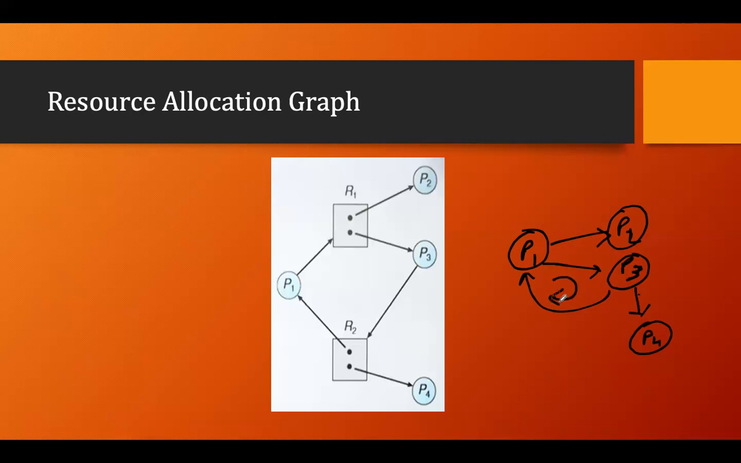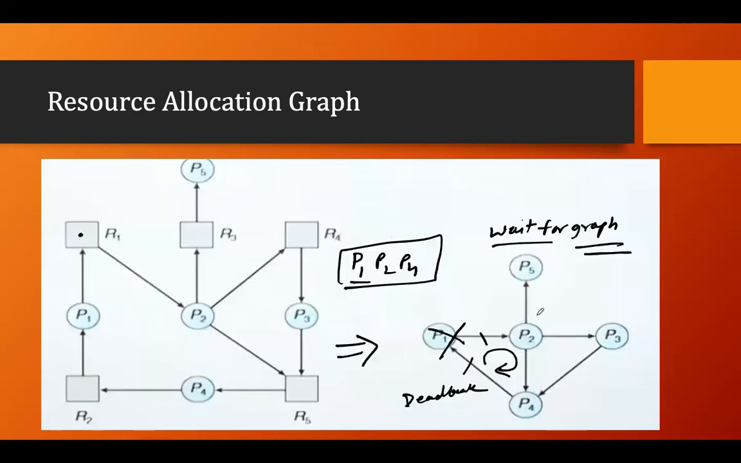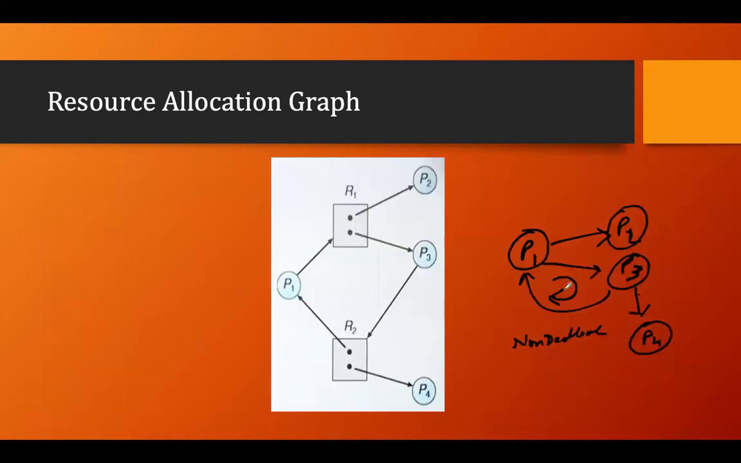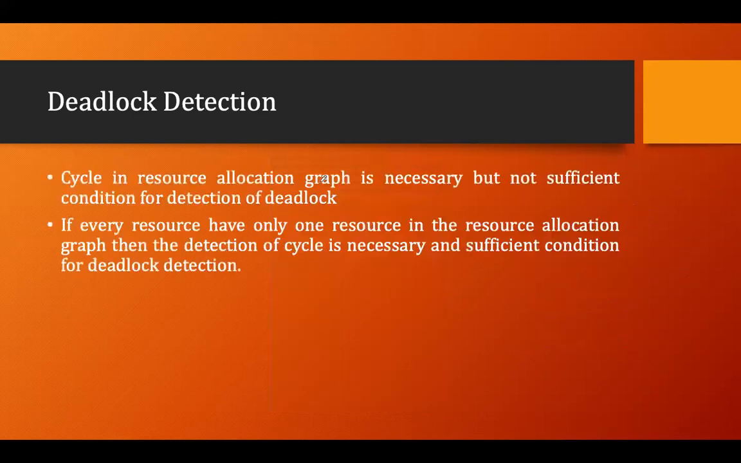Here we have a cycle, but this is not deadlock. Why? Because this wait for graph will work only for resources with one instance. This wait for graph is not going to work where the resources have more than one instance. So if the resources have more than one instance, I can go for another method to find out whether there is a deadlock or not. So a cycle in the resource allocation graph is a necessary but not sufficient condition, right?